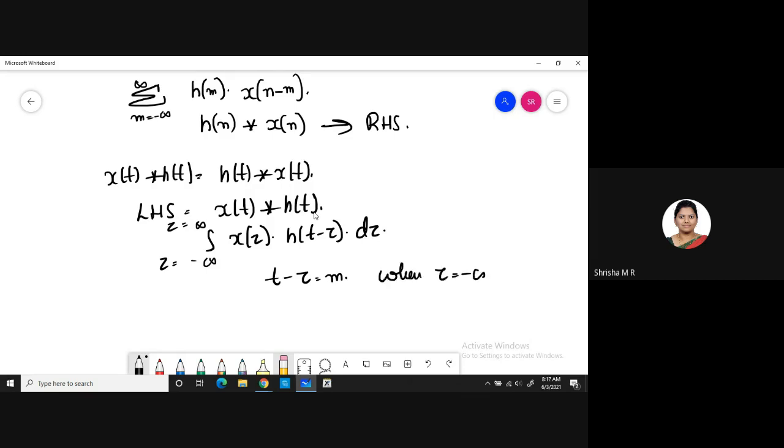When tau is equal to minus infinity, what is the value of m? Plus infinity. When tau is equal to infinity, what is m? Minus infinity. Because if tau is minus infinity, you have t minus of minus infinity, that will be plus infinity. So when tau is infinity, t minus infinity will be equal to m. So it will be m is equal to minus infinity.